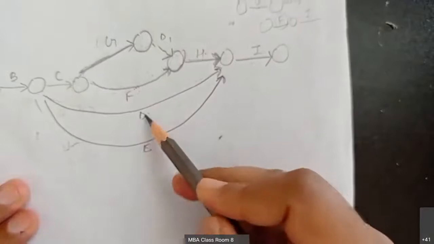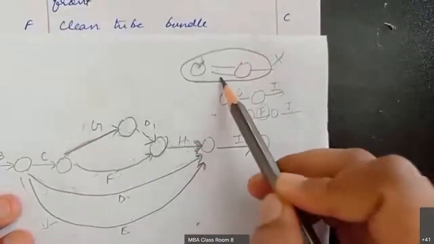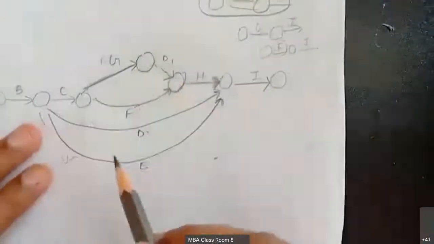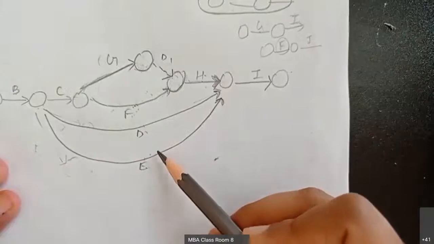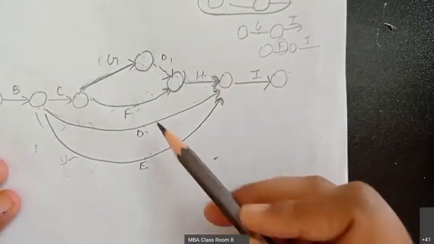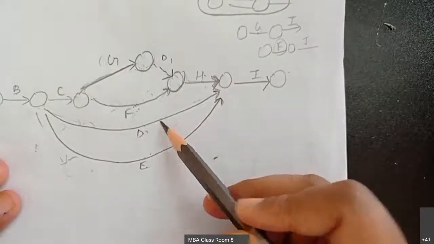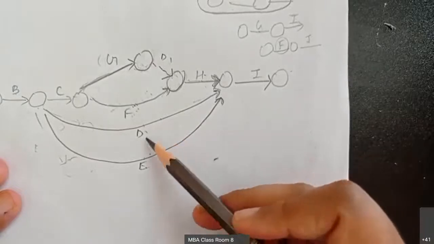Why? Because here D and E form a parallel network. It is according to this one, right? Over here D and E are forming a parallel network, so that is also not possible. We have to introduce a dummy either to E or to D. How will you decide which one? You will have to check the table.